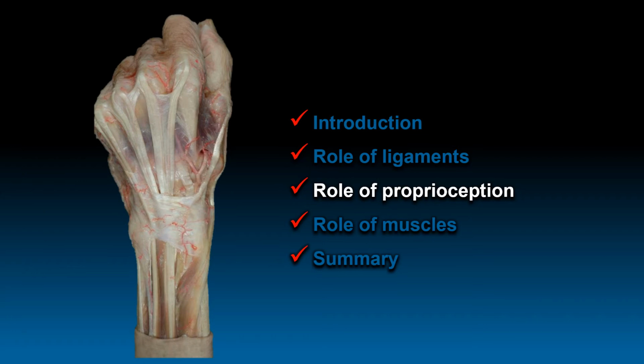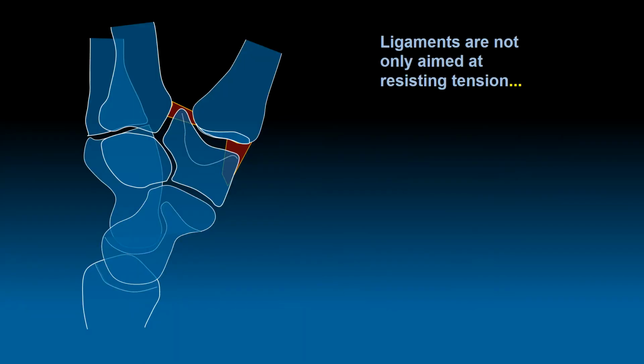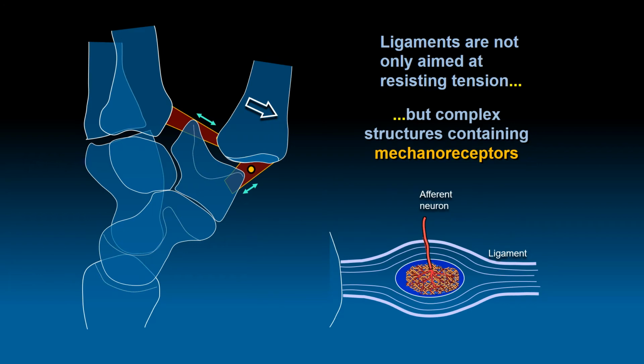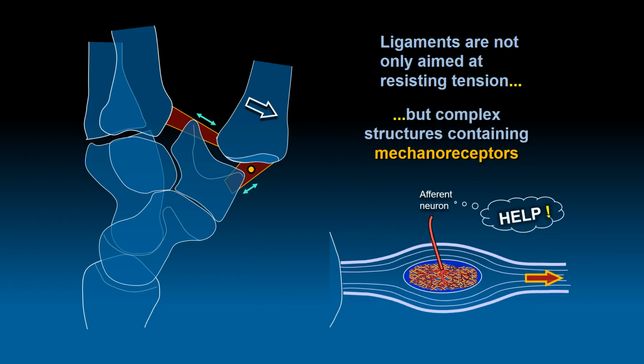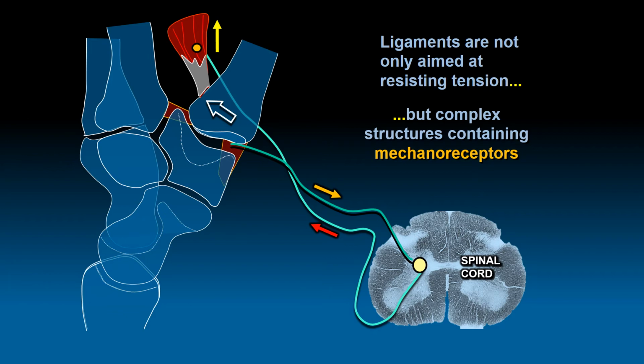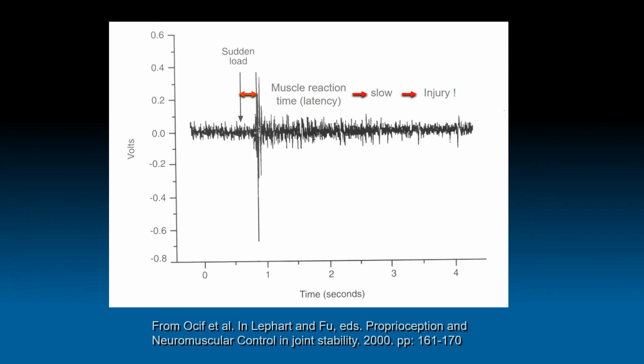But let's move ahead and see what's the role of proprioception. The first concept we need to emphasize is that ligaments are complex structures containing sensory receptors aimed at providing proprioceptive information to the sensory motor system to ensure carpal stability. When there is excessive tension in a ligament, some receptors contained in that ligament will generate warning messages to the central nervous system. Based on this information, the sensory motor system decides which muscles need to contract and which need to relax to prevent further ligament damage. Obviously, the system is designed to protect the ligament against excessive traction. Should the muscle reaction be too slow, the ligament may be at risk of rupture.